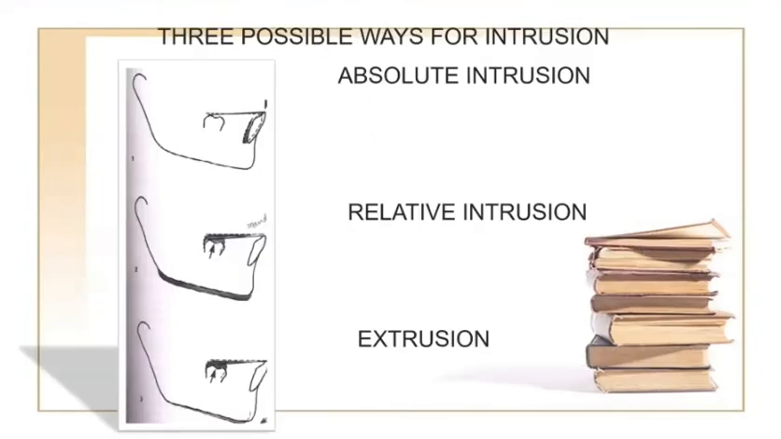In this diagram, you can see the first diagram is your absolute intrusion. You can see the cursor, I'm moving this line. And in this case, relative intrusion is done. In this case, apparent intrusion, that is extrusion of your posterior teeth, keeping your anterior teeth stable.